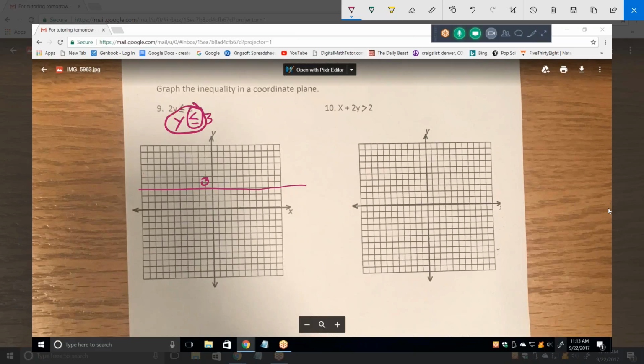That's y is less than. So I look strictly to the y-axis. I find a point that's below. There's a point that's below. That tells me which side to shade. In other words, I'm going to shade this side here. And the solution set is all of that. Okay? Now, let's look at 10.